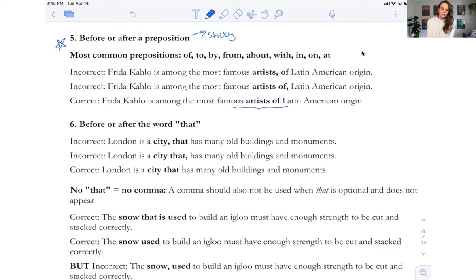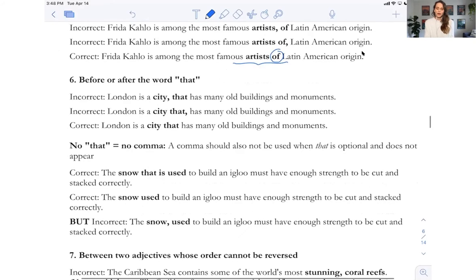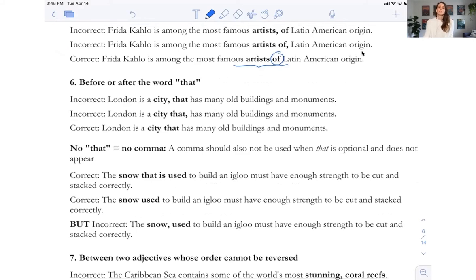"Frida Kahlo is among the most famous artists of Latin American origin." We do not want a comma right before or after that "of," because it's modifying that information, the artists of Latin American origin. So if we put a comma before or after it, it's interrupting the flow of information. You can think of a comma too as a pause. So if you're reading something and the pause is awkward, you probably don't want a comma there.